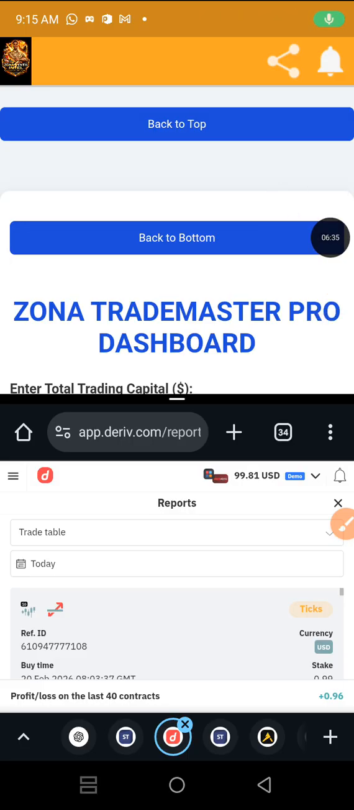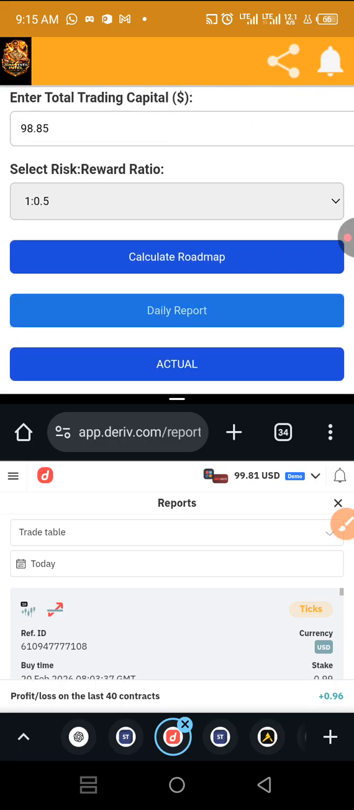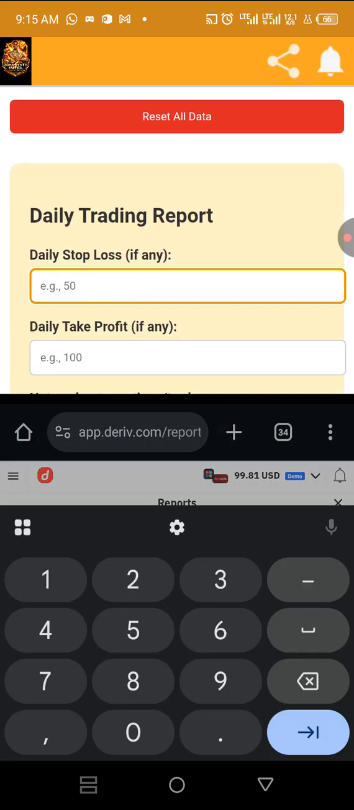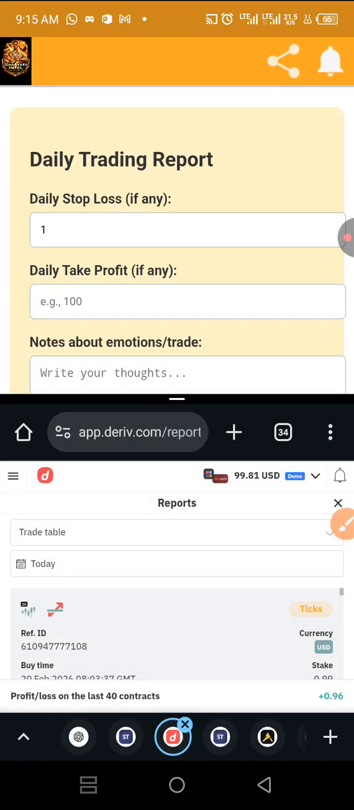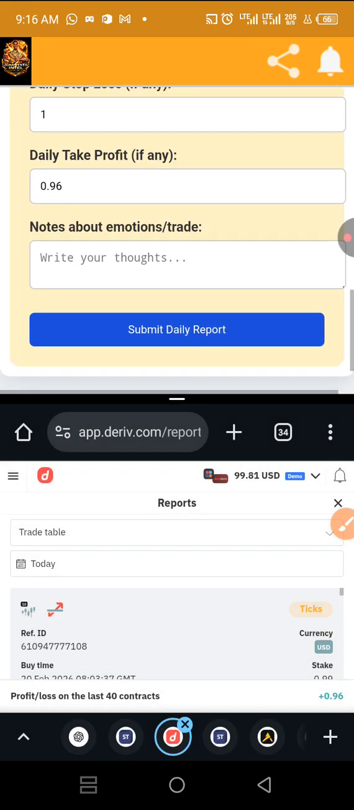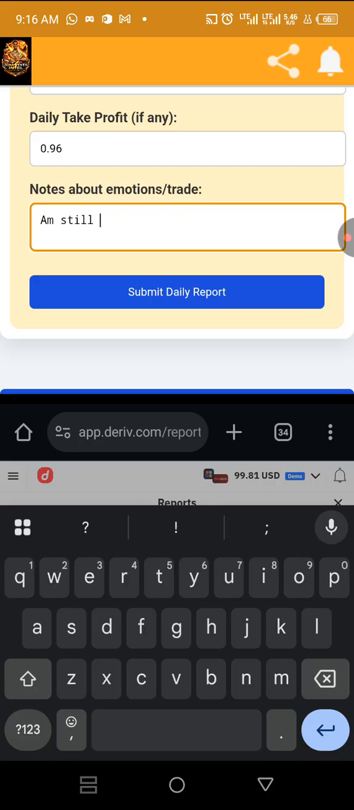So all I will do now is go to my trade zone dashboard and input my daily report. And my daily report is, what's my stop loss? I had a loss of $1 today. What's my profit? I had a profit of 0.96. Then write my thoughts. I'm still cool today. I did not have any major challenge. I'm still cool. So submit daily report.